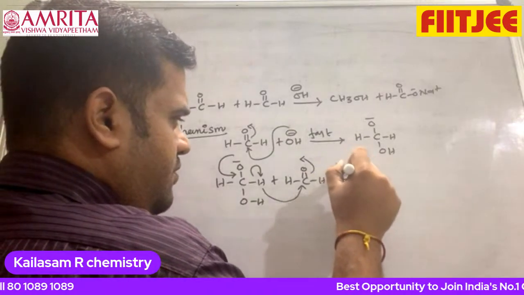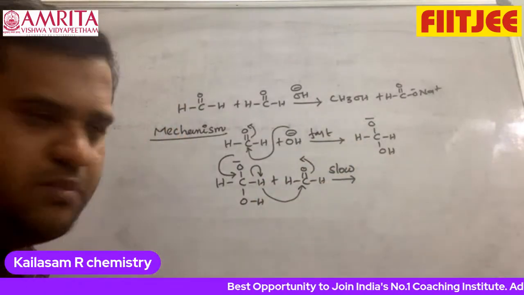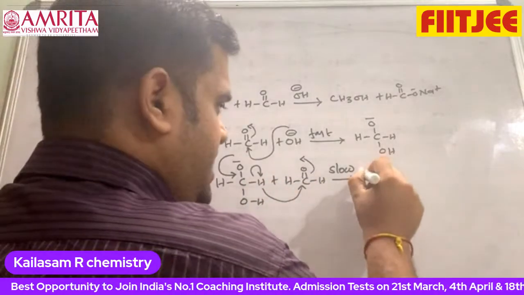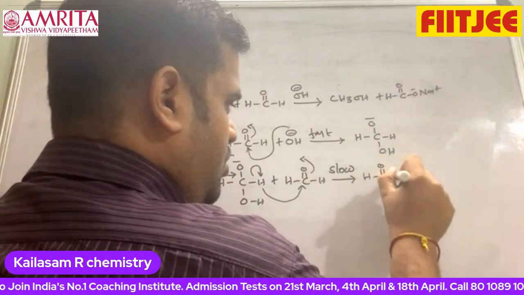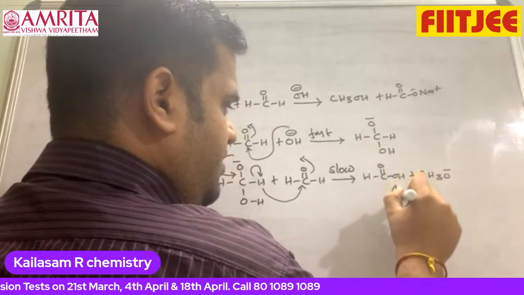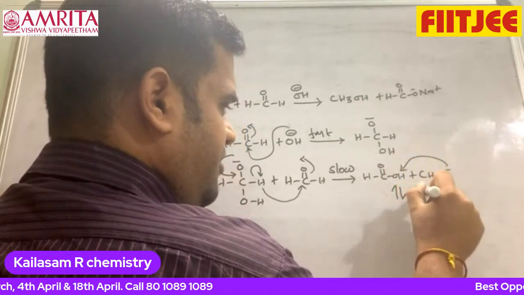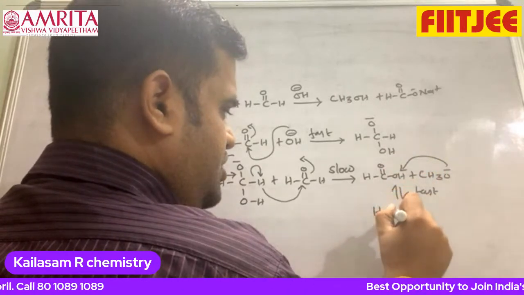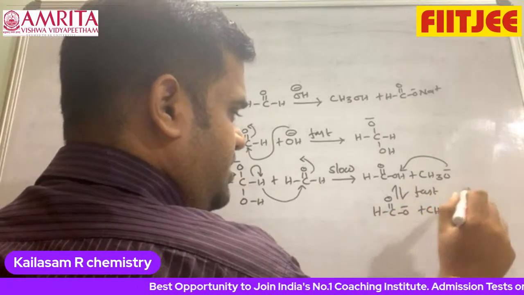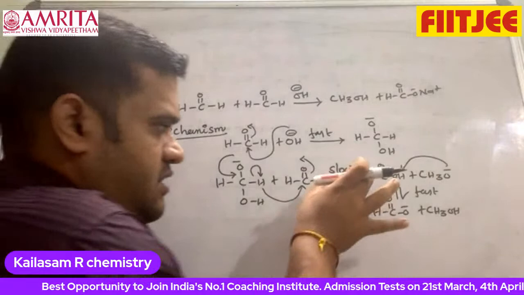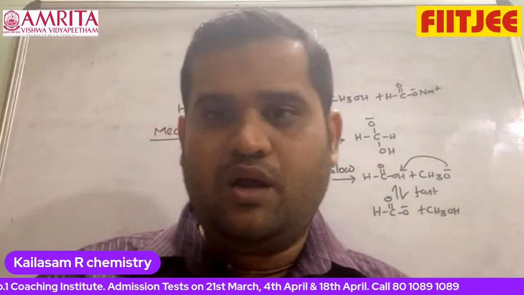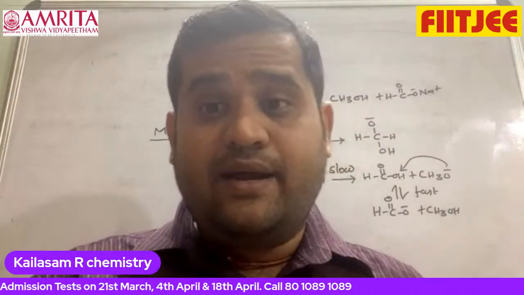This step is slow. That means hydride transfer is the slow step in the case of the Cannizzaro reaction. So you will be getting HCOOH plus CH3O minus. Now proton transfer takes place, and this will be faster. Now we can write HCOO minus plus CH3OH. The slow step is the rate determining step. The slow step we can consider as the rate determining step.